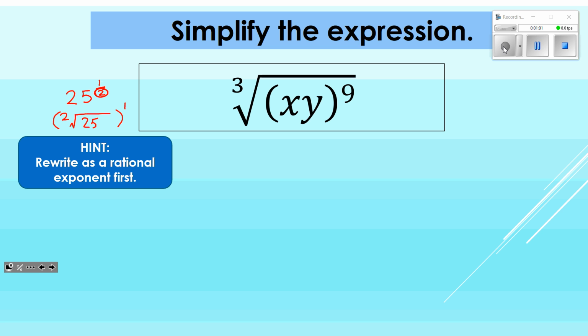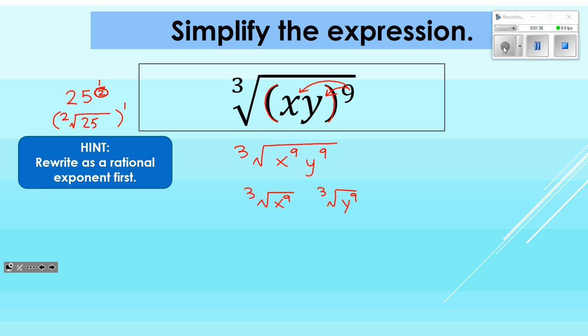So if you look up here at this one, underneath the radical sign, we have x and y raised to the 9th power. Because x and y is in parentheses, the 9th power is applied to both of them. So what we really have underneath is x to the 9th power and y to the 9th power. Now, if we take each one separately, we could break this down even farther. We have the cubed root of x to the 9th power, and we have the cubed root of y to the 9th power. You can take them separately because we have two different bases.